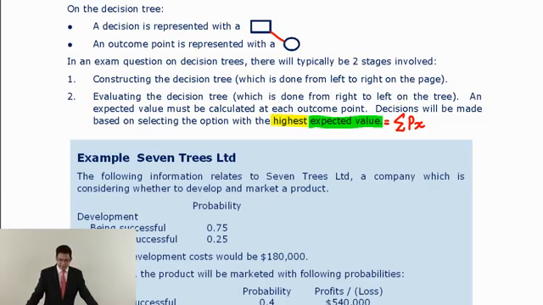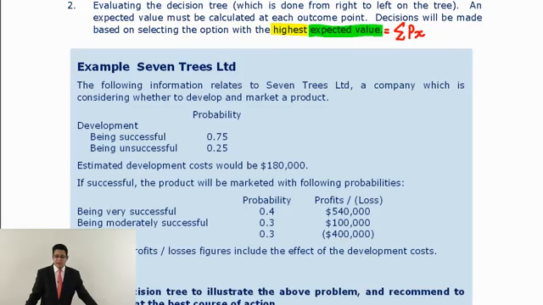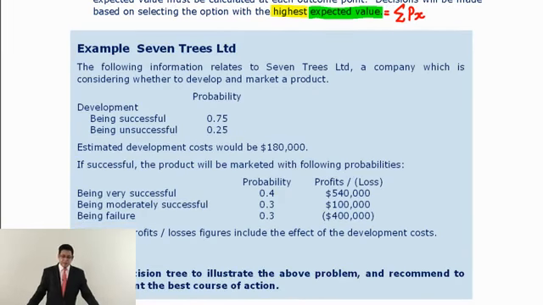Let's have a look at an example. We will draw and then we will do the calculations as well. Example: 7 Trees Limited. The following information relates to 7 Trees Limited, a company which is considering whether to develop and market a product. Here are the probabilities. Development. By the way, what comes first? Developing comes first or marketing comes first? Of course, I agree with you, development comes first.